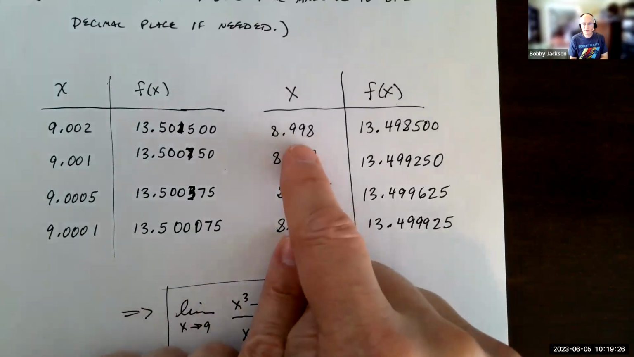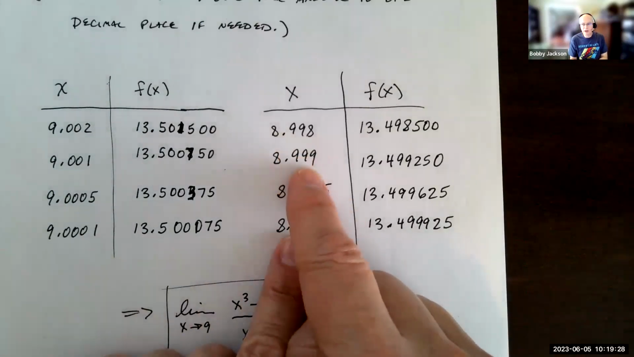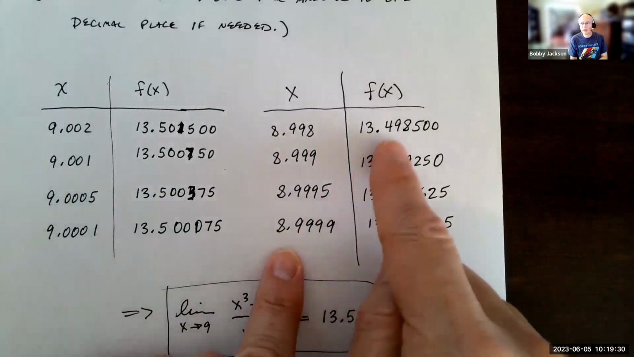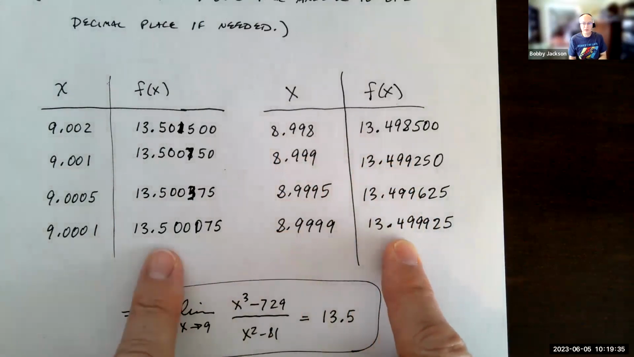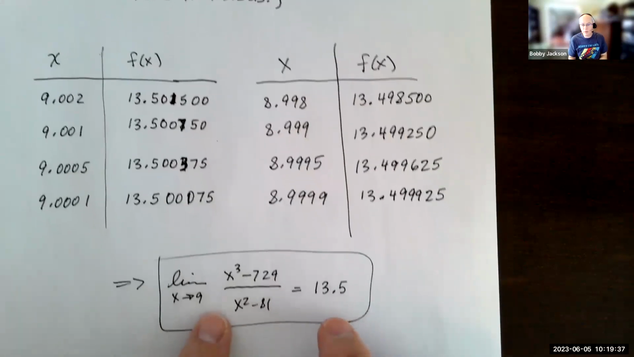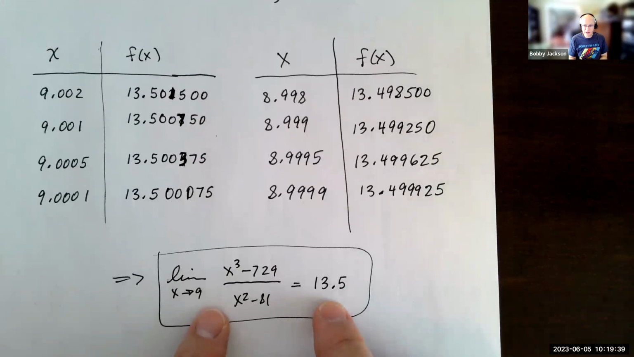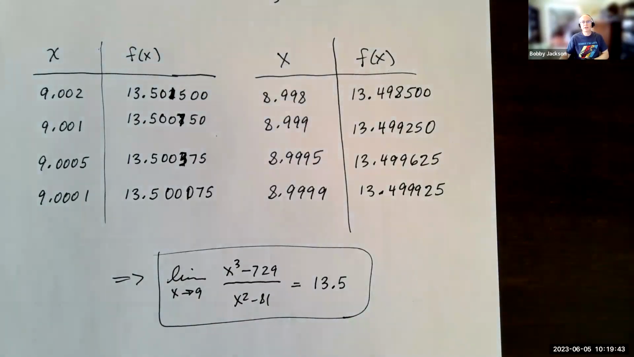As we approach 9 from below, right, these values are all less than 9, but getting closer to 9. Also, this is getting closer and closer, I would say, to 13.5, right? And so that would be the estimate for this limit from this numerical analysis, okay?